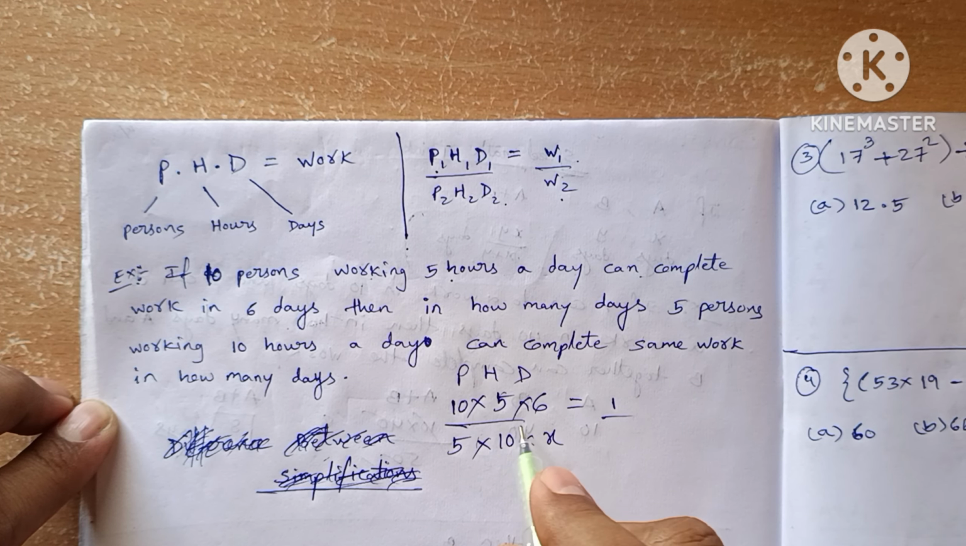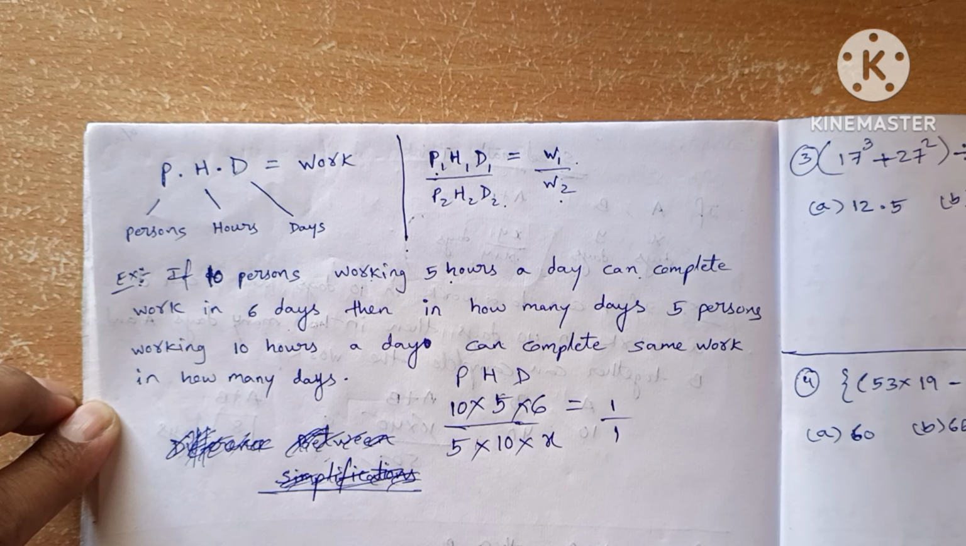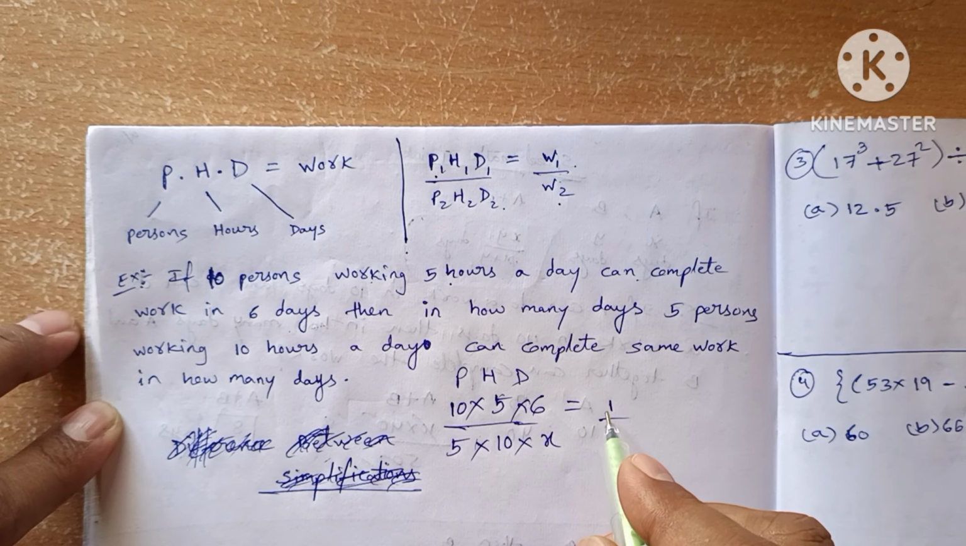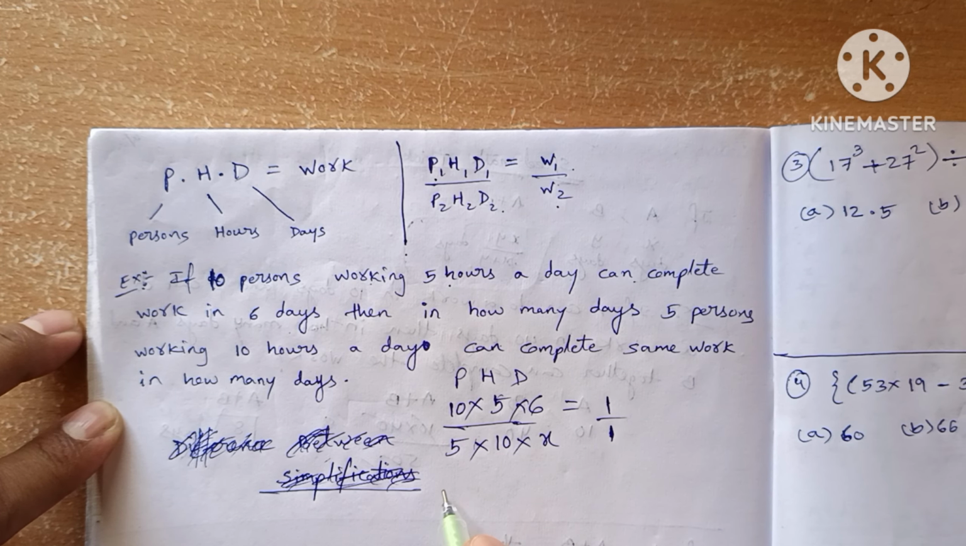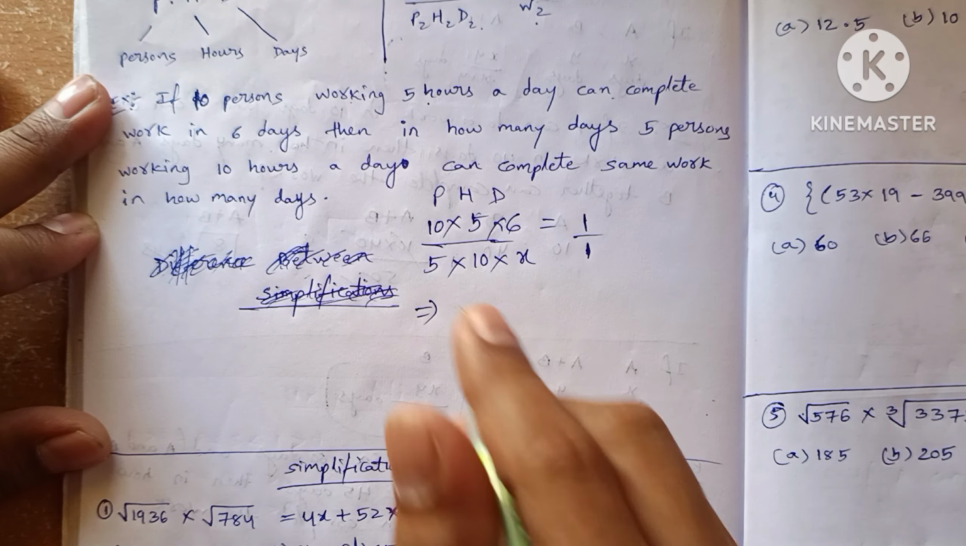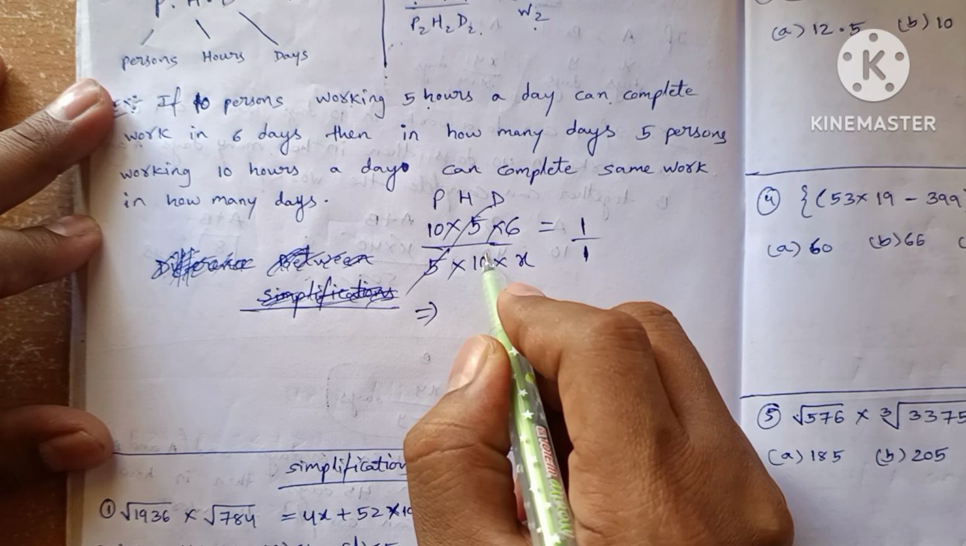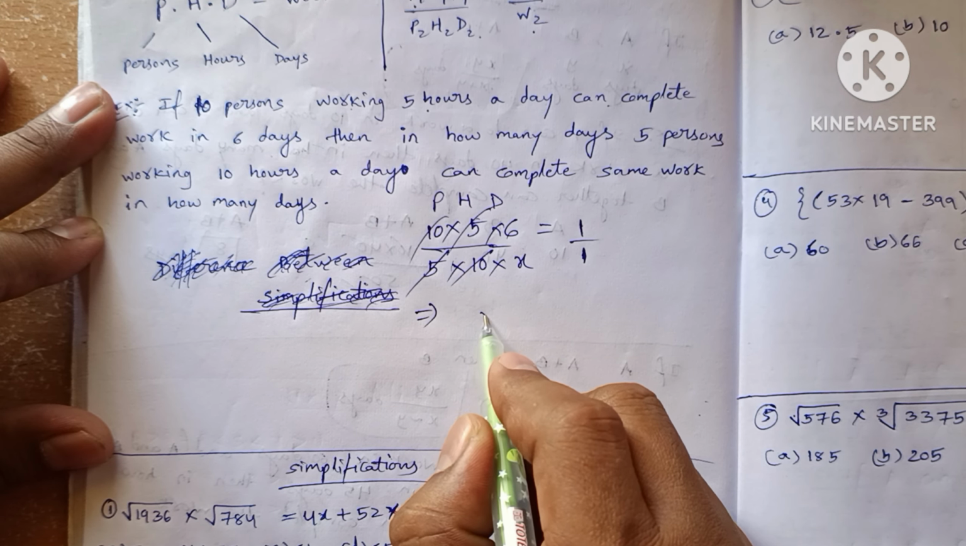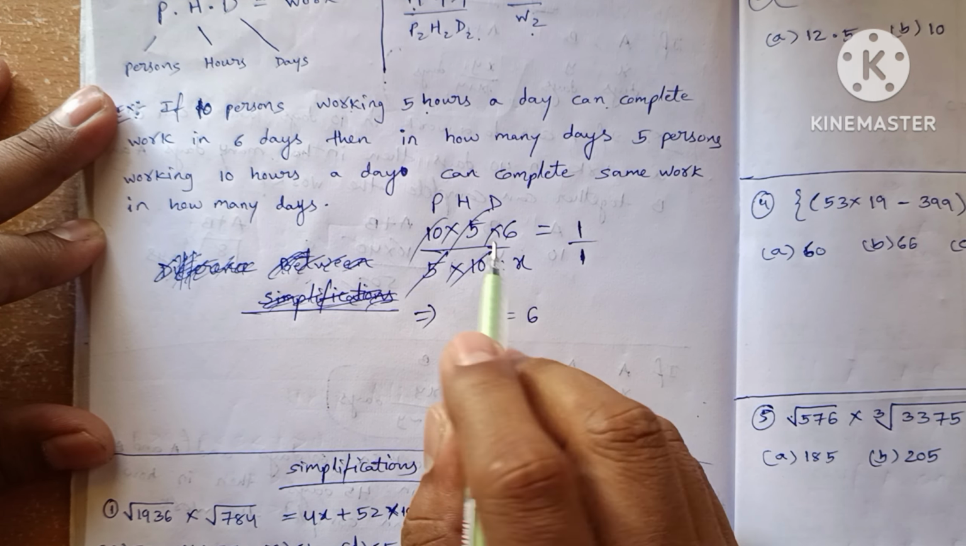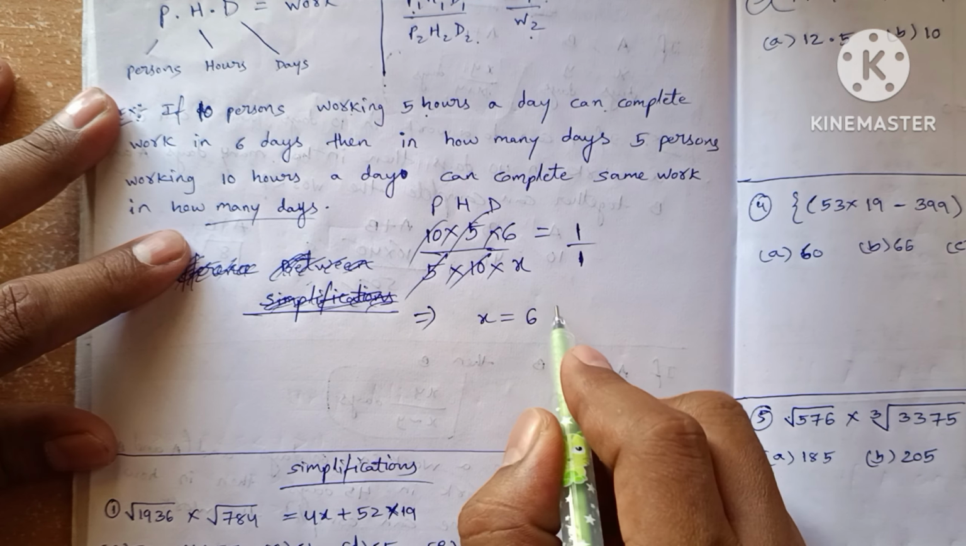We are asked for X days, and this will be unit 1, the same work. So our answer will be 5, 5, 10, 10, so X equals 6. It will be the days. How many days? 6 days.